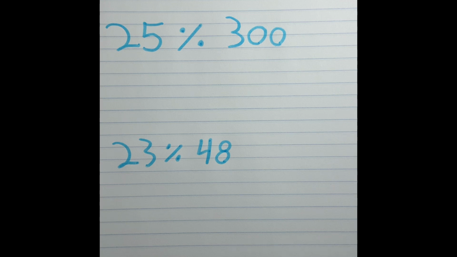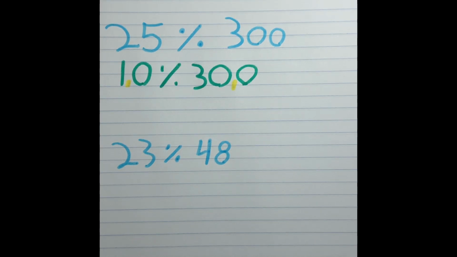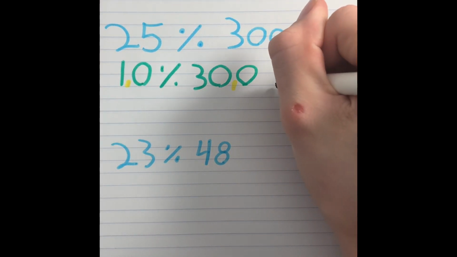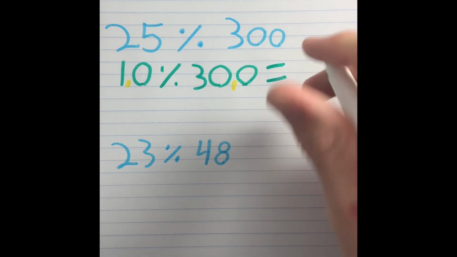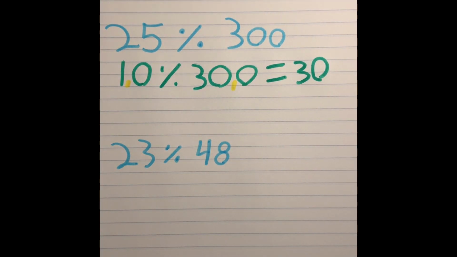And now, even harder questions. 25% of 300 and 23% of 48. So, for the first one, we must get 10% of 300. Well, that's not that hard to do. 10% of 300 is 30.